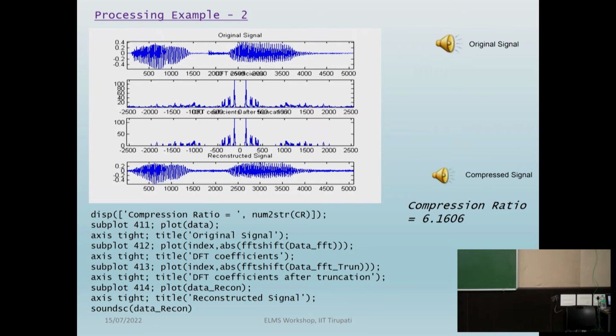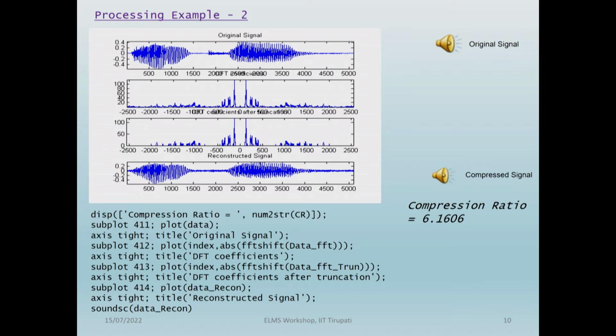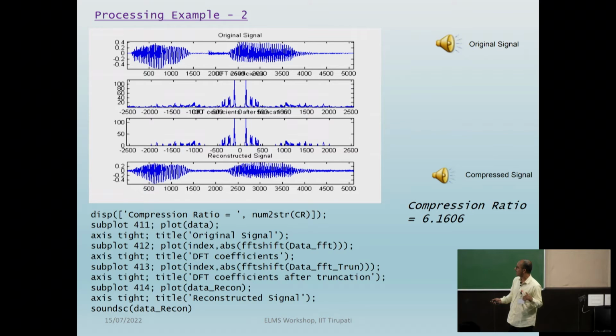Now this is the second example. What do you think is happening in this example? Can some of you guess what may be happening here? This is the original signal. And I said there is compression, right? We have actually compressed the signal 6 times. That means the memory occupied by the first signal is 6 times more than the memory occupied by the second signal in this example. Then what is happening? This is in the frequency domain.